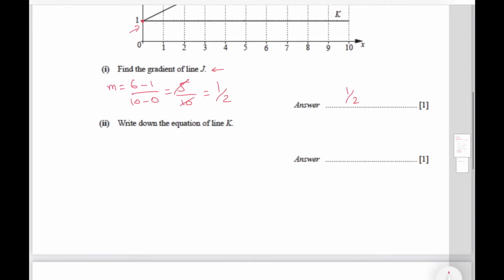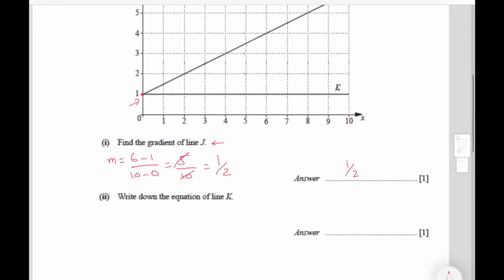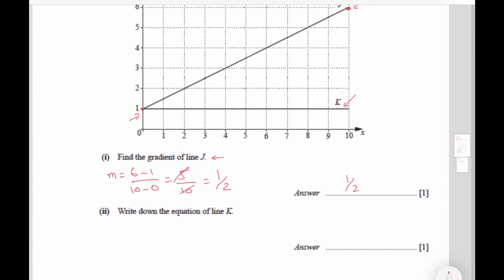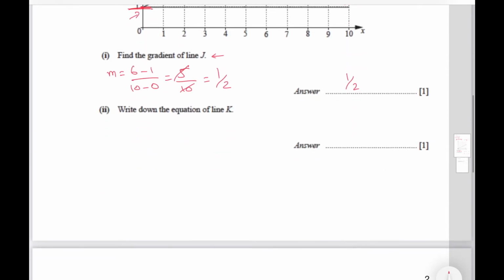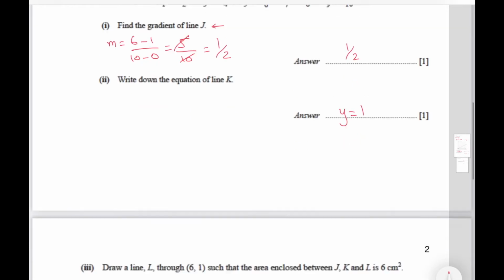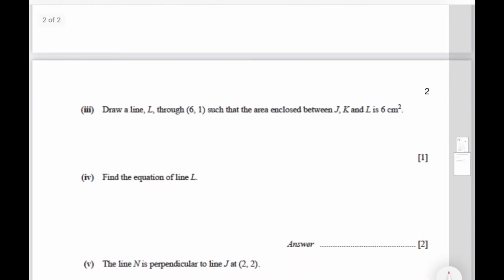The next part says write down the equation of line K. They're asking for this equation right here. Since this is a horizontal line and it passes through the y-axis at y equal to 1, the equation becomes y equal to 1. It's very simple. The next part says draw a line L through (6, 1) such that the area enclosed between J, K and L is 6 centimeters squared.